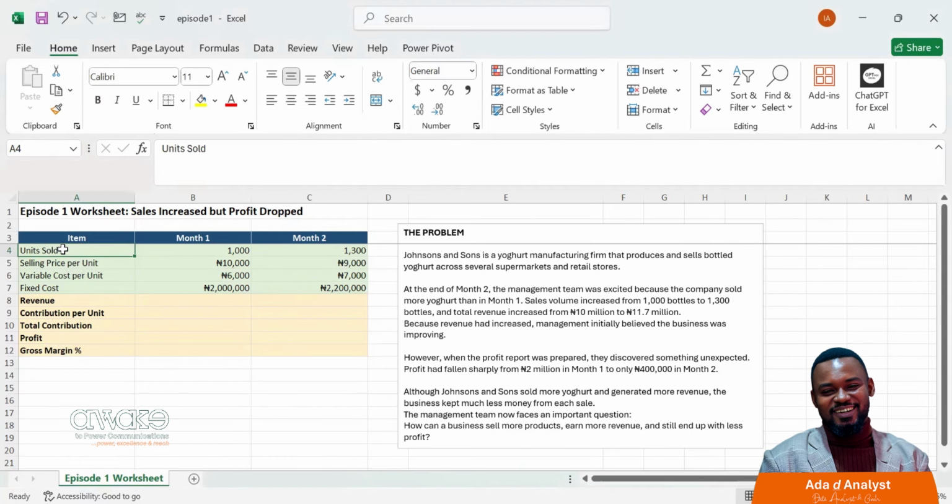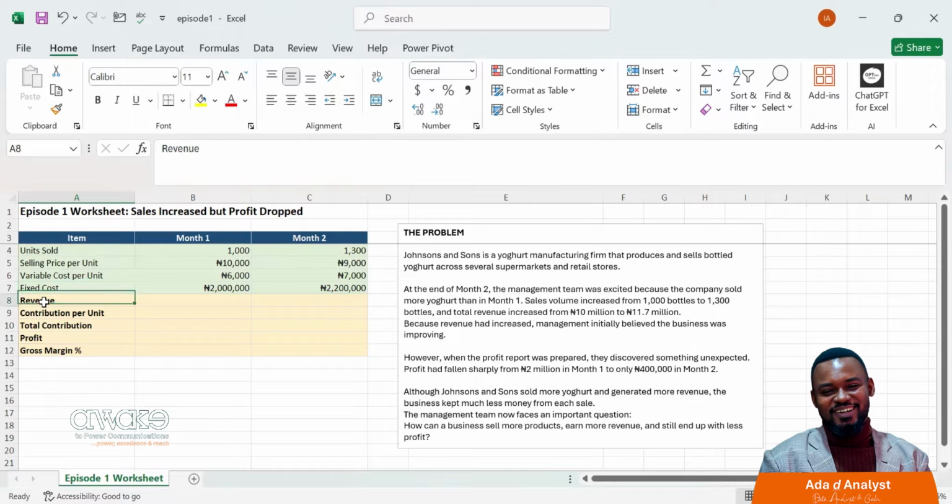The units sold is the number of products that a business sold. Then the selling price per unit is the amount the customer pays for one product. Then the variable cost per unit is the cost directly attached to one product, such as raw materials, packaging, transport, or commission. Then the fixed cost is the cost that does not change much even when sales increase, such as rent and salaries.